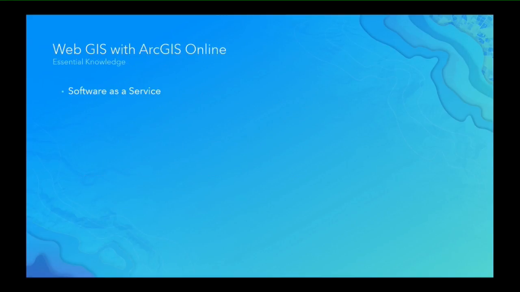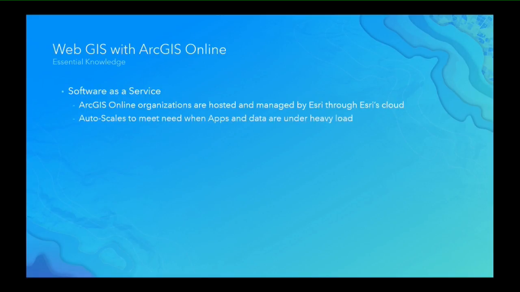So ArcGIS Online specifically, it's got a lot of similar components to ArcGIS Enterprise, but it's software as a service. It's already installed. Esri manages the cloud on our own cloud. It's managed through Esri's cloud. It auto-scales to meet needs when apps are under heavy load.